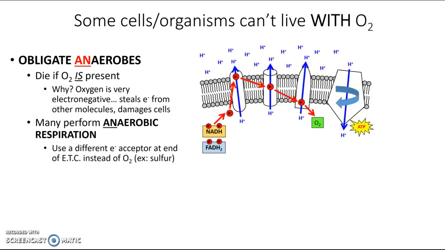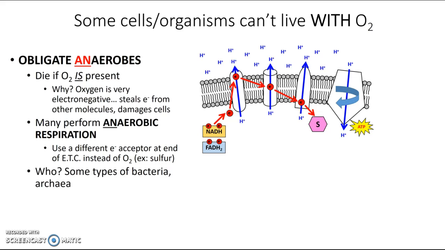So if we take another look at this diagram here, this was the electron transport chain for aerobic respiration that we saw earlier. In anaerobic respiration, the only major change would be that oxygen gets replaced by something else, maybe sulfur. It just has to be something else that's also really electronegative and kind of fit in that space.